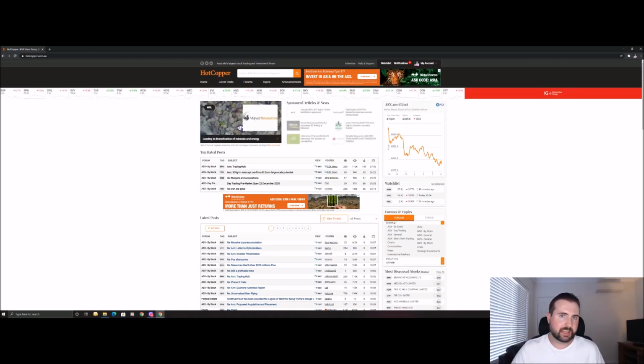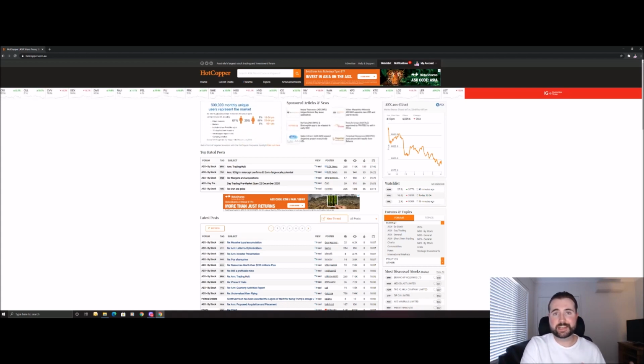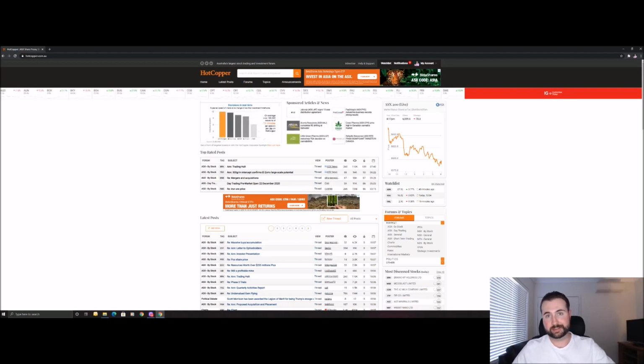But if you want to scan for stocks, I can show you a really easy way to do it with stock market forums. I'm just using HotCopper as an example. If you're in the US, there are plenty of US investing and trading forums that you'll be able to do the same thing. You can also log on to the ASX if you're an Australian investor, or whatever securities exchange that you are using, and you'll be able to find similar sort of stuff.